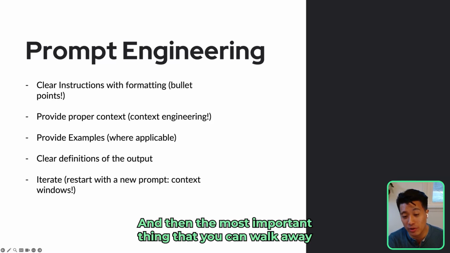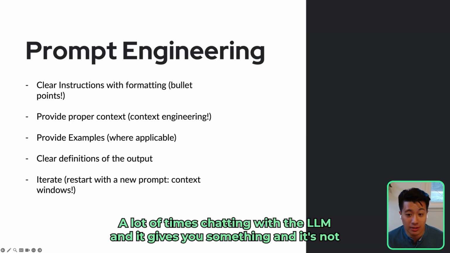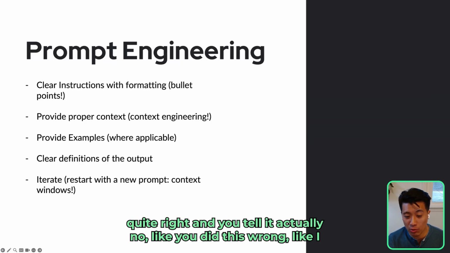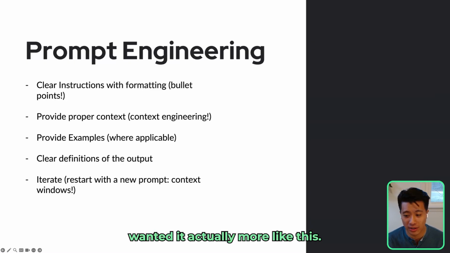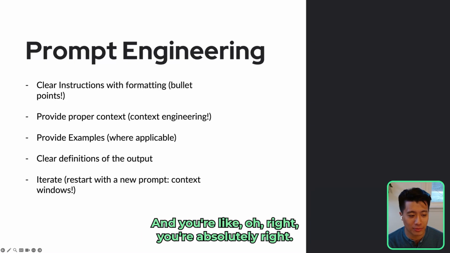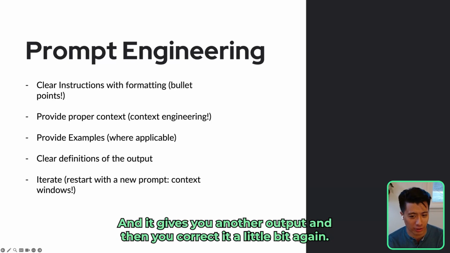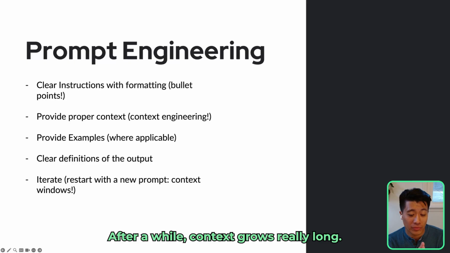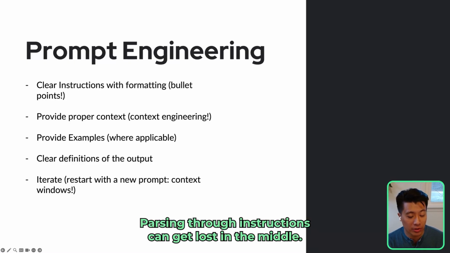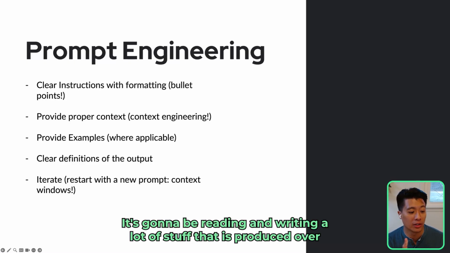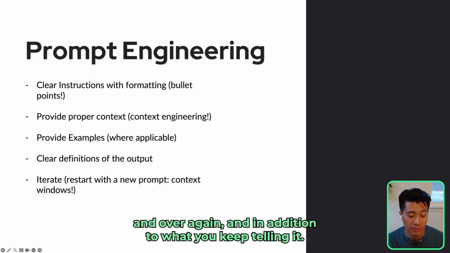And then the most important thing that you can walk away with is iterate. What happens a lot of times, you're chatting away with the LLM and it gives you something and it's not quite right. And you tell it, actually, no, you did this wrong. I wanted it more like this. And it says, oh, great, you're absolutely right, that's a great idea, I should totally do it like this instead. And it gives you another output. And then you correct it a little bit again. After a while, context grows really, really long. Instructions can get lost in the middle. It's going to be reading and writing a lot of stuff that is produced over and over again, in addition to what you keep telling it.